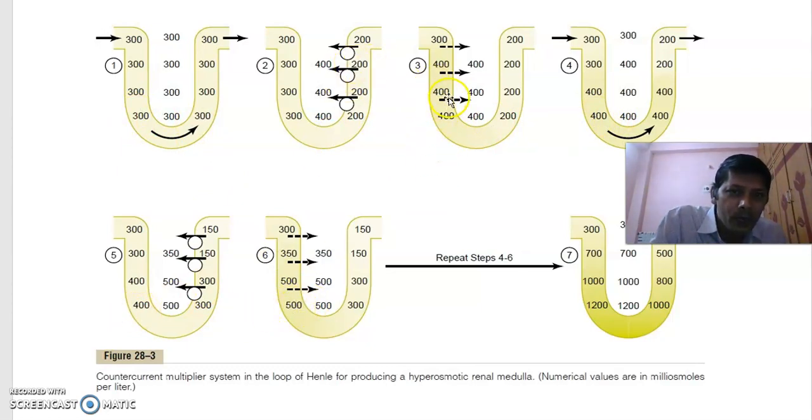Okay, why has it become 400? Because water is coming outside. Why has it become 500? More water is coming outside. Why has it become 400 here? Because salt is coming here. Why has it become 500 here? More salt is coming here.